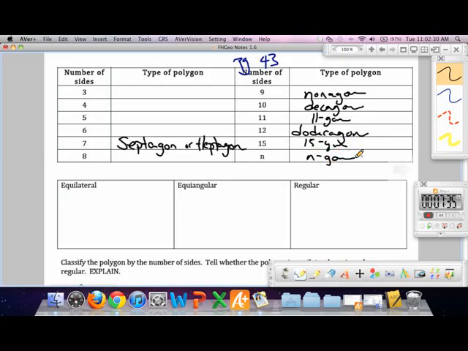What's a 4-sided figure? Quadrilateral. Pentagon, hexagon. Those are things you've got to know. You should already know.